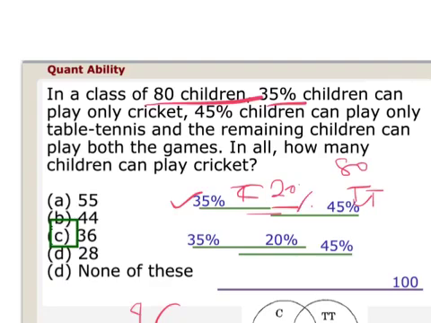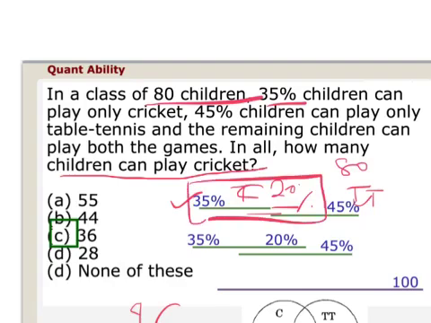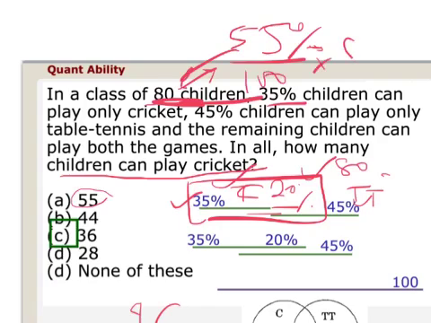Now my question is how many people can play cricket? Cricket will be these two things. So total becomes 55%. 35 plus 20, 55% people can play cricket. So my answer is 55%. Now normally people will mark 55 as the answer, but we have to look at the number of children out of 80. To find 55% of 80, 55 by 100 into 80, that is the traditional way of doing this. Now how much is 50% of 80? 40. How much is 5% of 80? 4. Answer is 44.